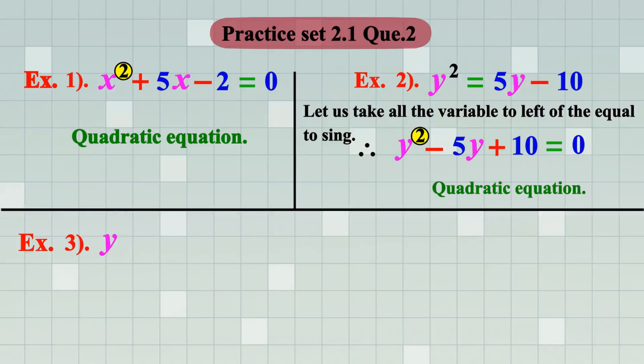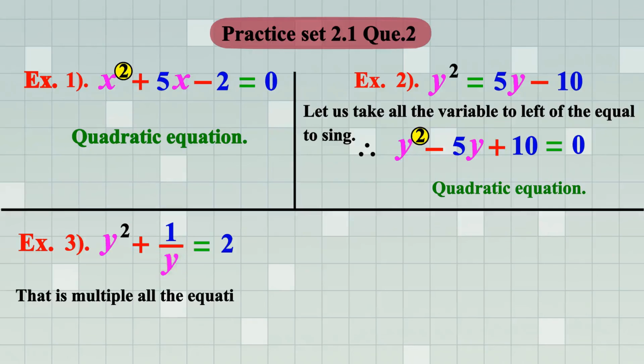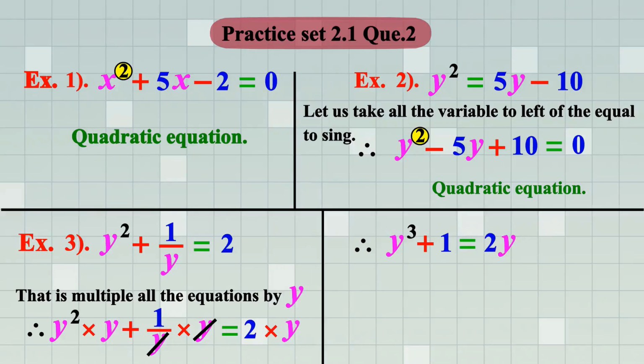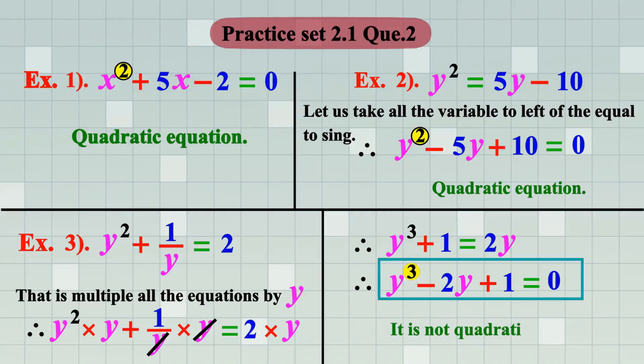Example number 3. Y square plus 1 upon y is equal to 2. Students, here y is in the denominator. Try to eliminate the variable from the denominator and give it a general form. That is, multiply all the terms by y. Therefore, y square into y plus 1 upon y into y is equal to 2 into y. Therefore, y cube plus 1 is equal to 2y. Therefore, y cube minus 2y plus 1 is equal to 0. In this equation, only one variable y is used. The degree of the equation is 3. That's why it is not a quadratic equation.